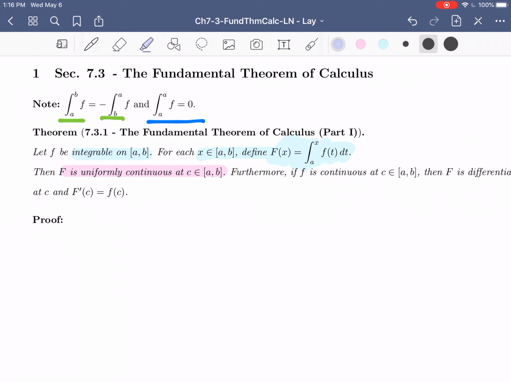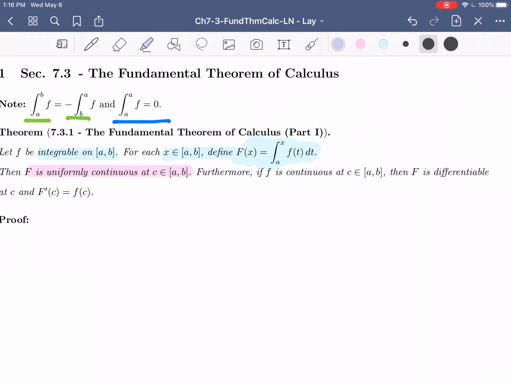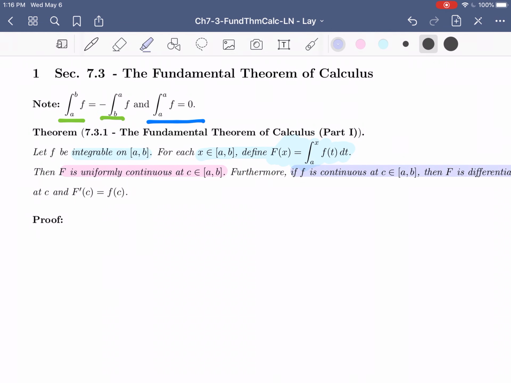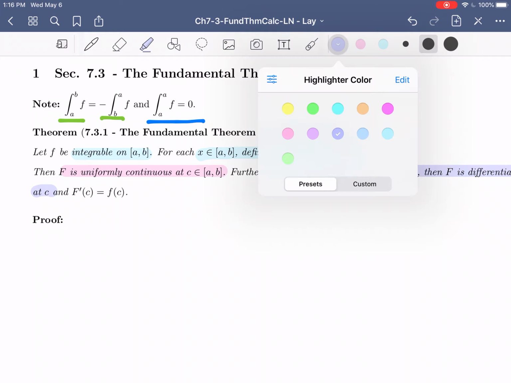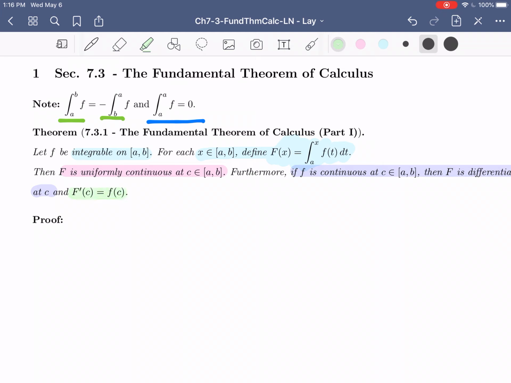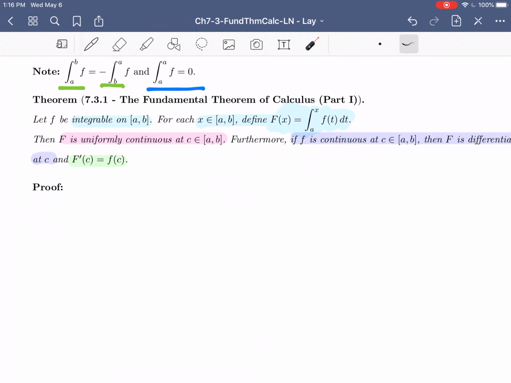Furthermore, if f is continuous then F is differentiable at c. And not only that, but we can also say that the derivative of big F at c is little f, right? Where that little f is that function that we are integrating. All right, so let's prove this. So we have a number of things that we're going to need to prove. So let's see what we can do.